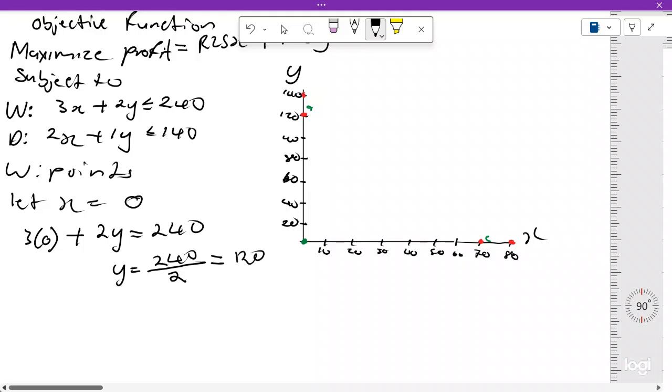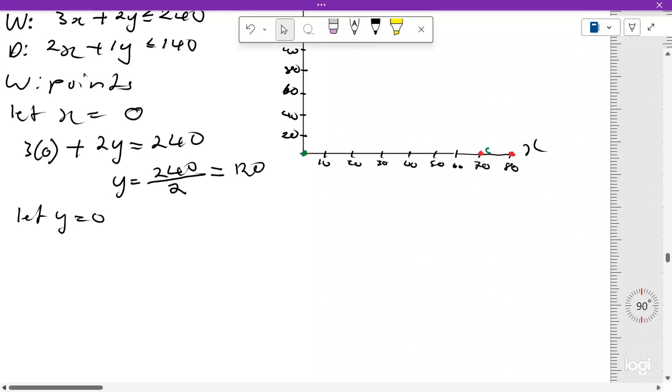Then for x, you let y is equal to 0. And we're going to be left with x is equal to 240 over 3. Actually, you see now.